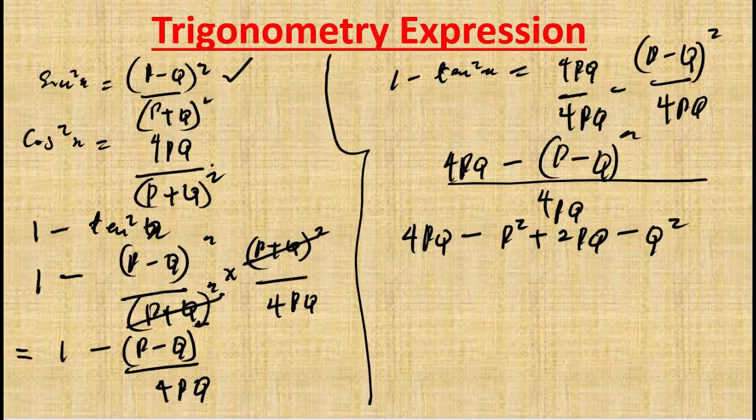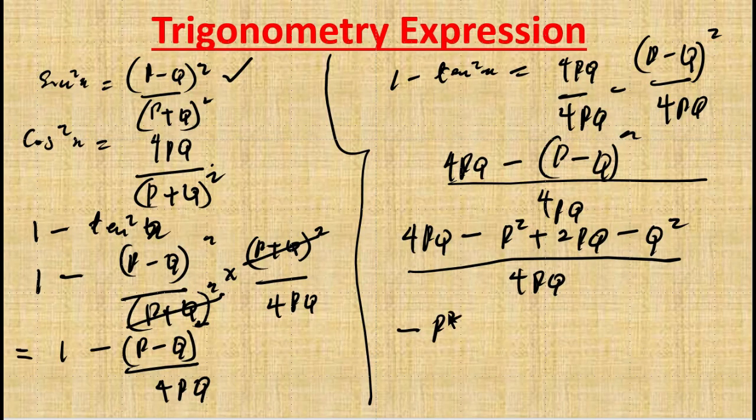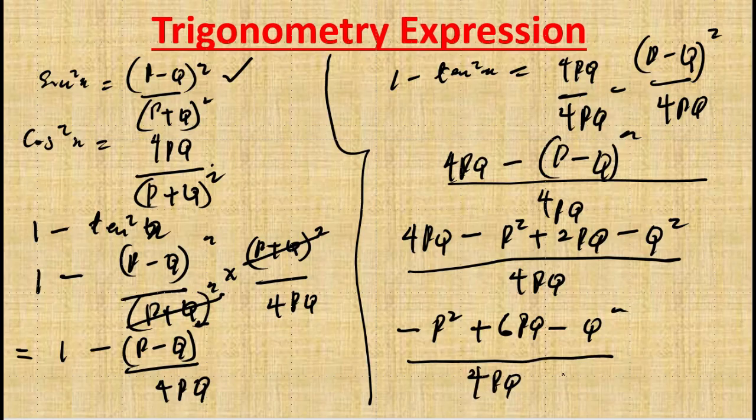Now I can go back to this, all over 4pq. So conclusively, I'll be having minus p squared plus 6pq minus q squared all over 4pq. Now this is the result for 1 minus tan squared x.